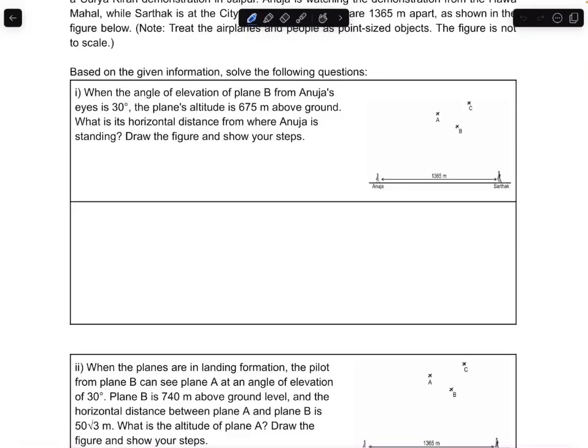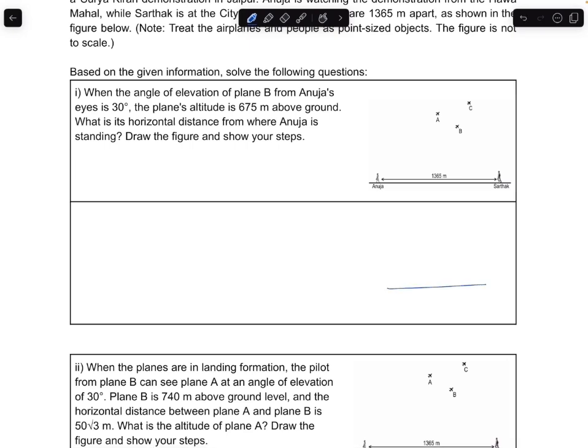When the angle of elevation of plane B from Anuja's eyes is 30 degrees, the plane's altitude is 675 meters above the ground. What is its horizontal distance from where Anuja is standing? Draw the figure and show your steps.